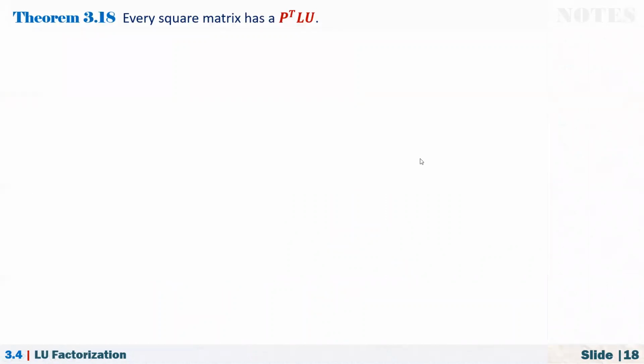So the last theorem is, what is it? Every square matrix has a PTLU factorization. Okay, that is, if you're given a square matrix, right? It has PTLU. For LU, we are not sure, but for square matrices, every matrix has a PTLU factorization.